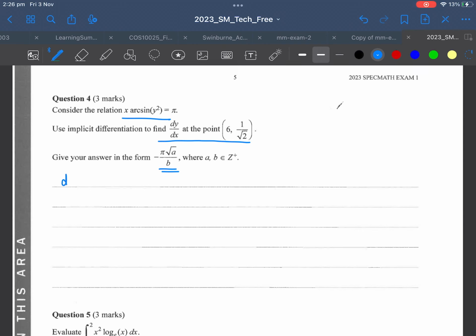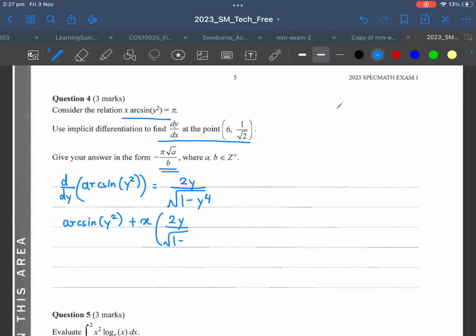So what I'm going to do is first differentiate the arc sine already. So arc sine y squared, and if I differentiate this, I'll get 2y on 1 minus y to the power of 4, I believe. So now we can just use that. Applying the product rule, I'm differentiating x first, so we'll just get arc sine y squared, plus x times the derivative of arc sine y squared, so this will be the whole chunk over here, 1 minus y to the power of 4, and then times dy/dx, which is going to be 0.